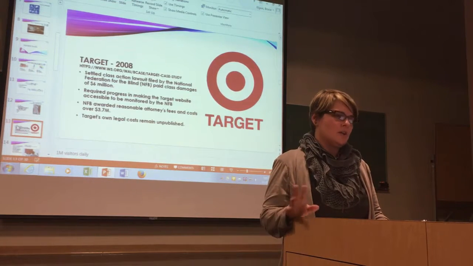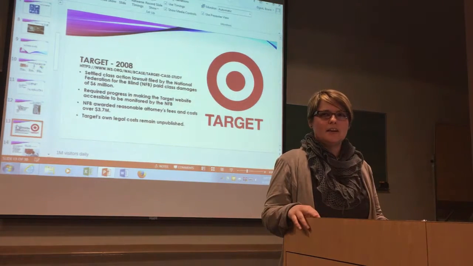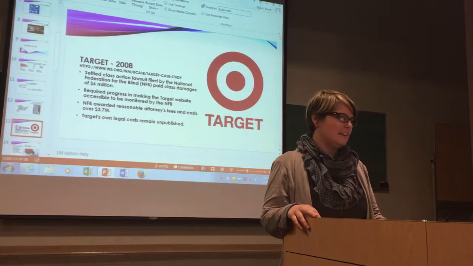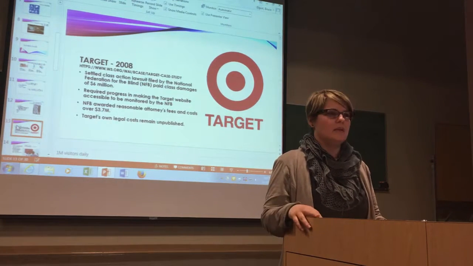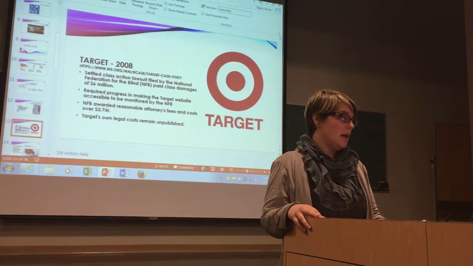So now Target goes to all the accessibility conferences, and they like to stay ahead of the game now. I think they like to be on the other end of that. And so there's an example of a private company that had to comply.